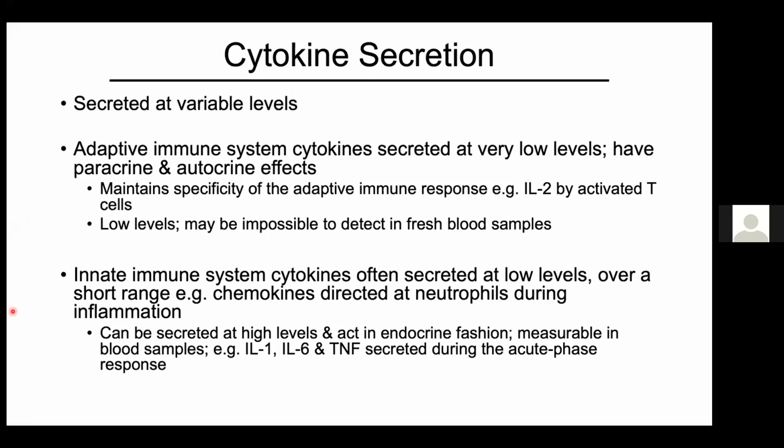So for the innate immune system cytokines, usually they're secreted at low levels over a short range. So they tend to basically be secreted to act in either an autocrine or a paracrine fashion. Most of them would just be involved in the inflammatory response. But when there's maybe a very high level of stimulation, you can get these cytokines being secreted at high levels and they act in an endocrine fashion. And when they get secreted in such high levels, you can actually measure them in blood samples, okay? And I've already highlighted which these cytokines are, interleukin-1, 6, and TNF, during the acute phase response.